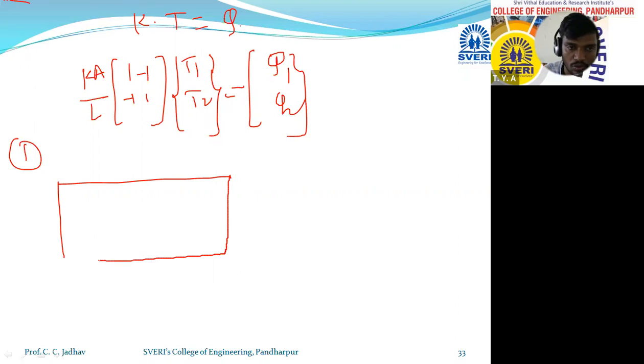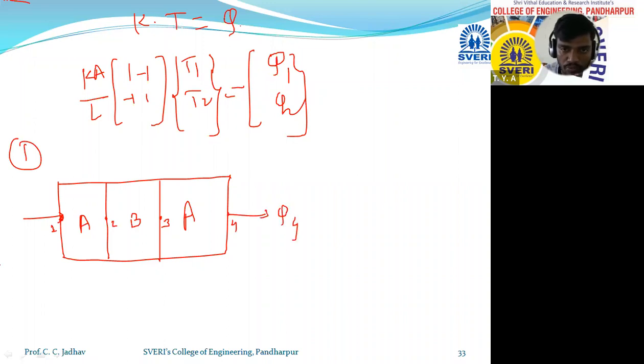So this is your composite problem. This is insulation material in between these two materials. This is insulation material B, this is material A and A. This is 0.1, 0.2, 0.3, 0.4. This is node number 4. This is node 1.